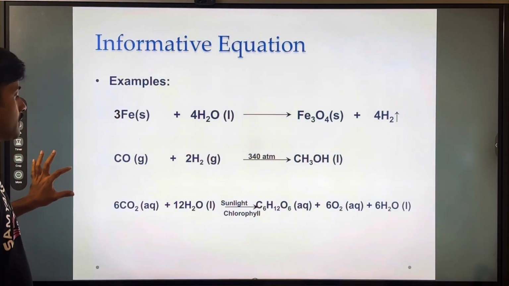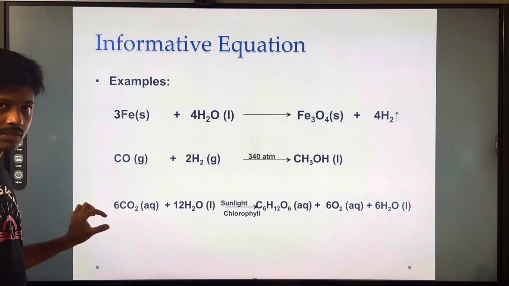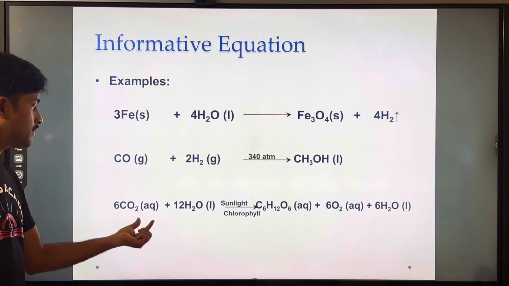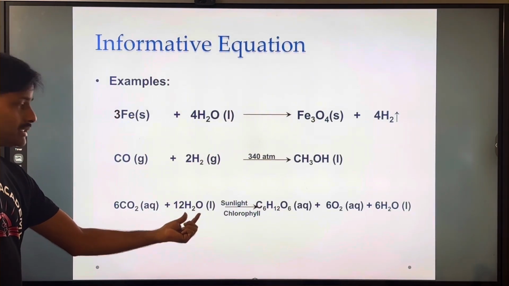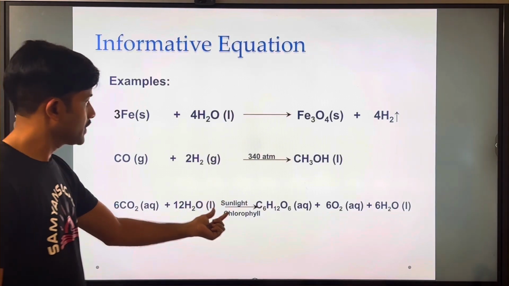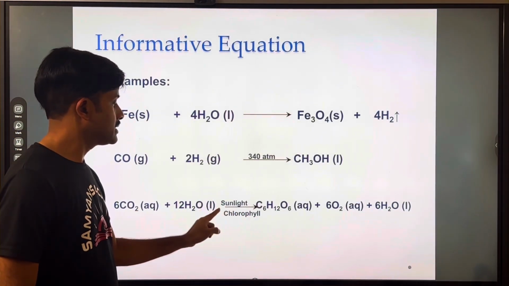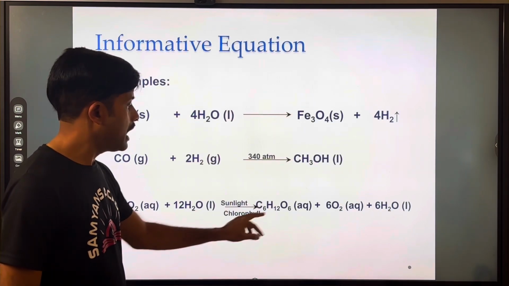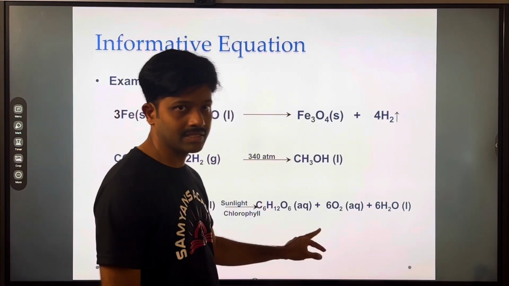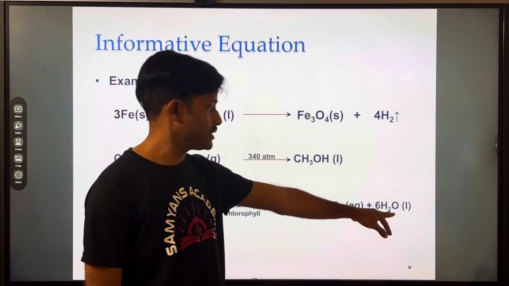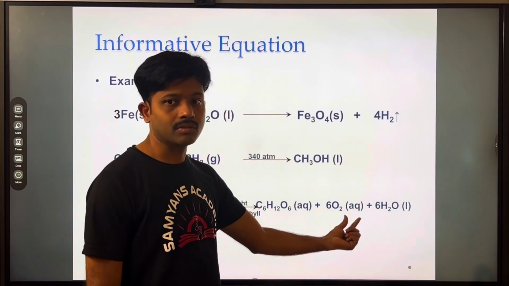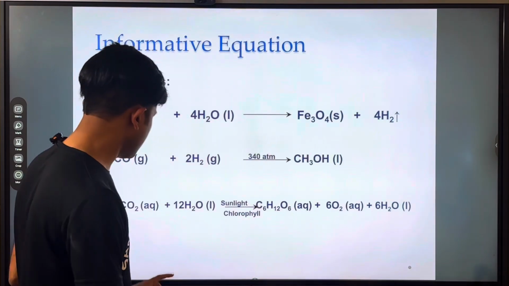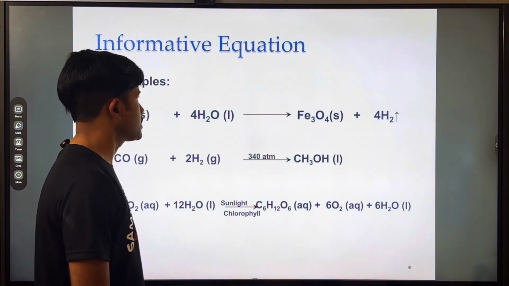Now this is the photosynthesis reaction. In this reaction, the carbon dioxide, which is in aqueous, soluble form, reacts with water, which is in liquid state. The reaction is carried out in sunlight and in the presence of chlorophyll, and it forms glucose, C6H12O6, plus 6O2. And these 6 oxygen molecules are in aqueous state and the 6 water molecules in liquid state. This is the photosynthesis reaction.